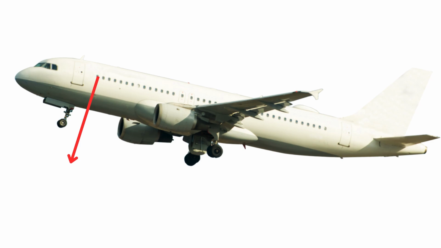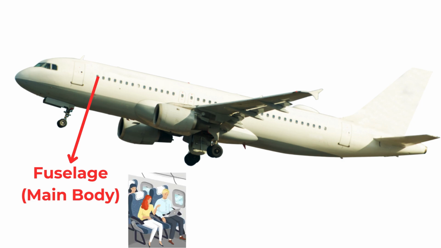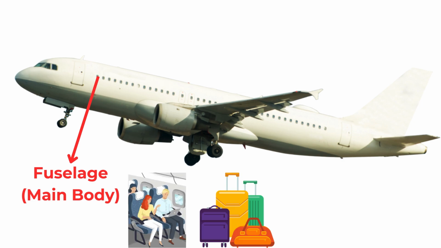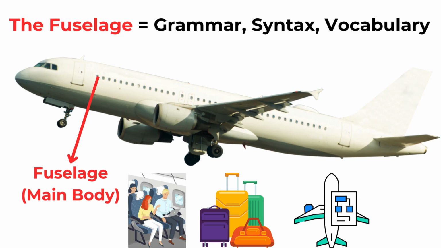First, let's think about the fuselage of a plane. The fuselage is the main body that holds everything together: the passengers, cargo, and important systems. In language analysis, the fuselage represents the basic structure of language. This includes grammar, syntax, and vocabulary, the building blocks of any piece of writing.